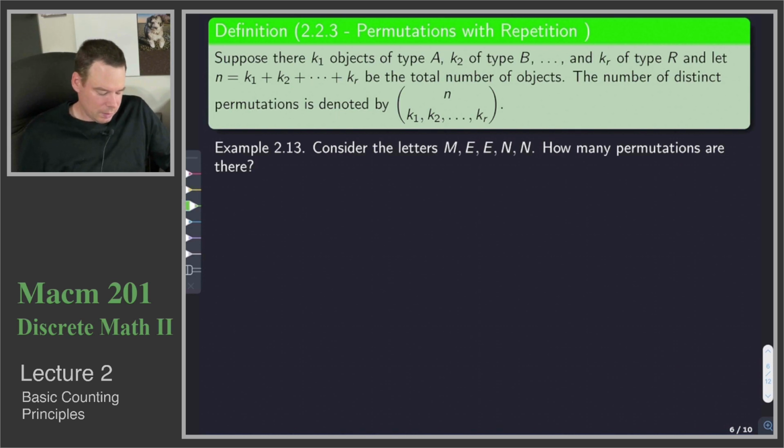So here we've got the letters M, E, E, N, N. How many permutations are there? So here there's 5 objects. One is of the first type, which is just an M. There are 2 objects that are of the same type, E, and there's another 2 objects of the same type, N. So how many permutations are there? In order to figure this out, first we list the permutations starting with M.